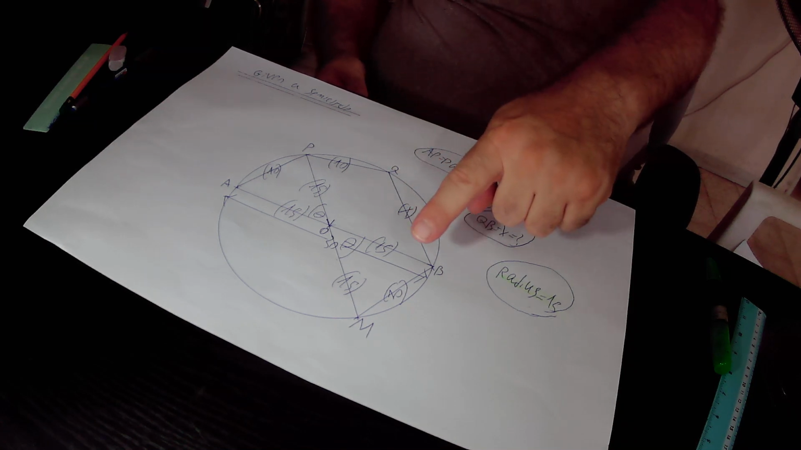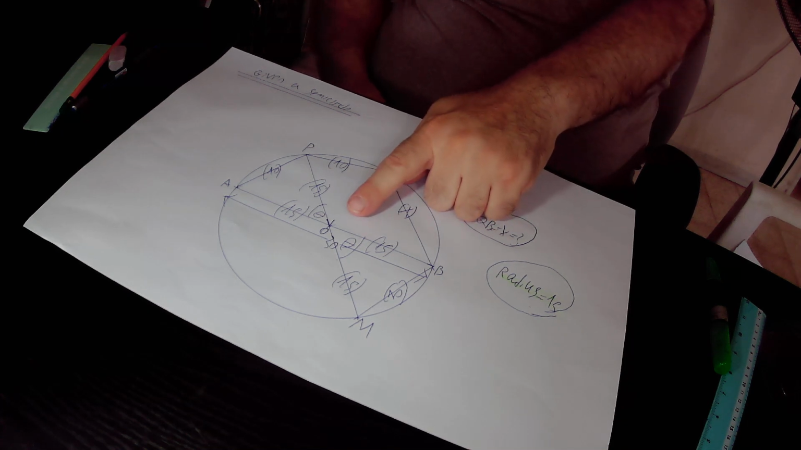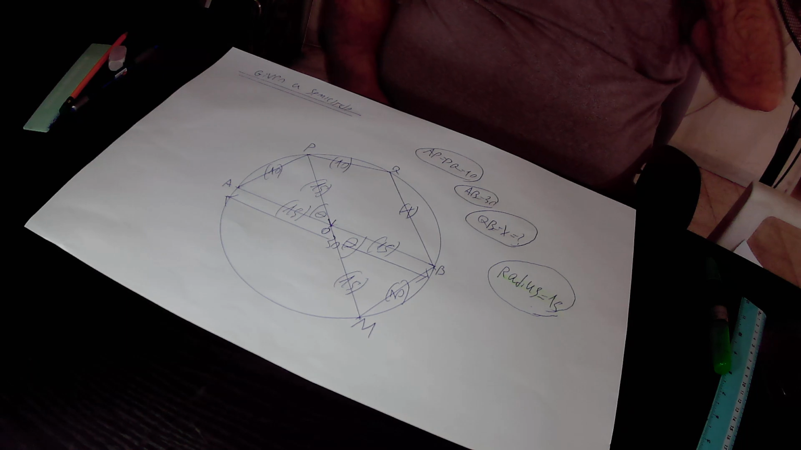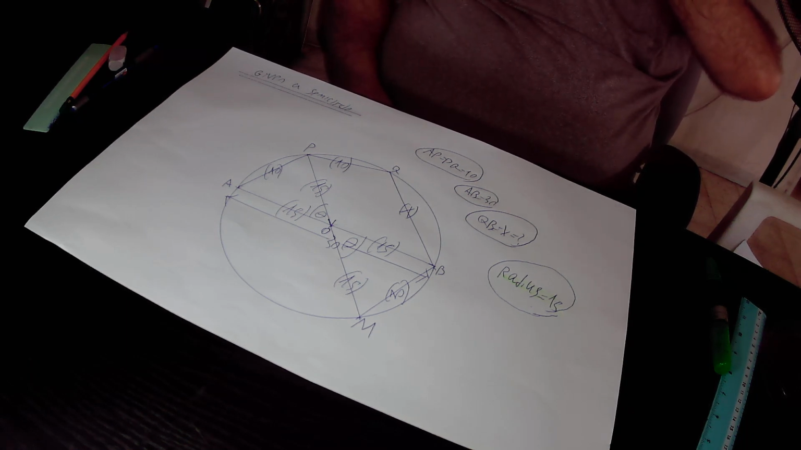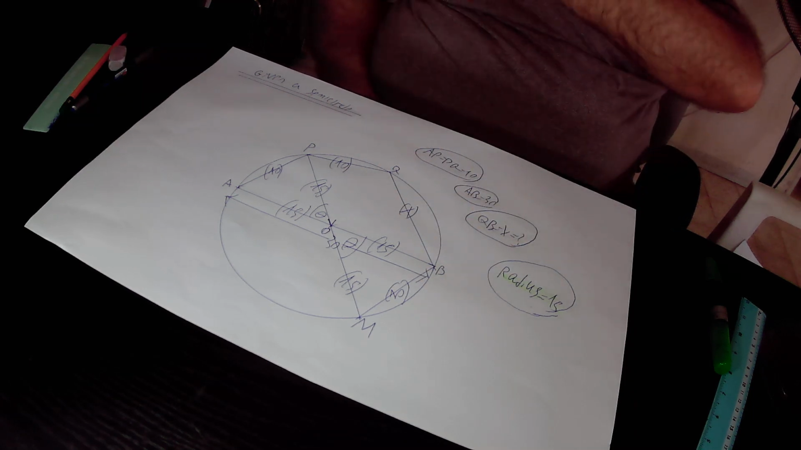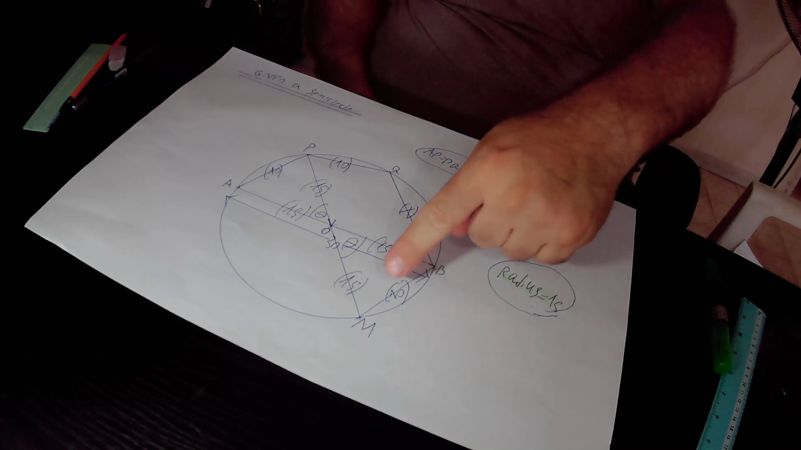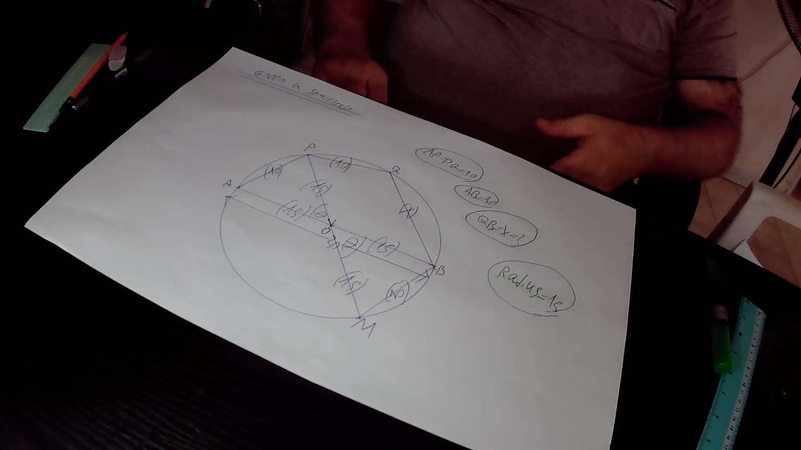This is chord PM. Chord PM passes from point O, that is the center of the circle, and we know that any chord that passes through the center of the circle must be the diameter of the circle. So PM is the diameter of this circle. In the next step, I copy this semicircle with the diameter PM, and we analyze this semicircle.